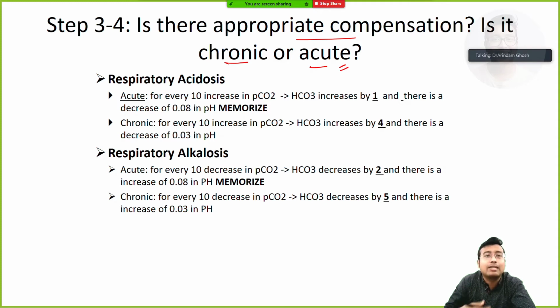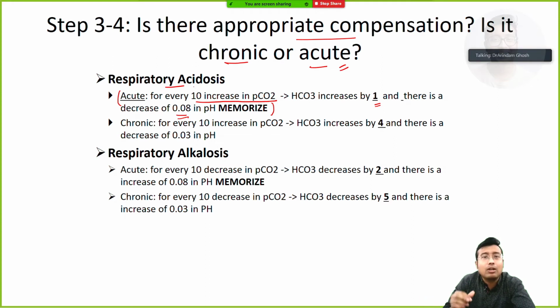How do we calculate compensation? For acute respiratory acidosis, it will be compensated by the metabolic component, that is, by a change in bicarbonate. So how does the change occur? For every 10 rise in PCO2, bicarbonate increases by 1 and there is a decrease in pH by 0.08. This you need to memorize. There is no formula, it is simple, you have to learn it by rote. Now this is acute.